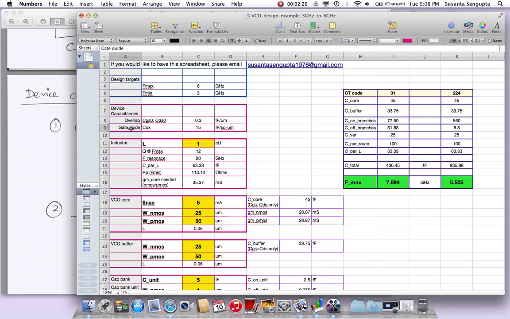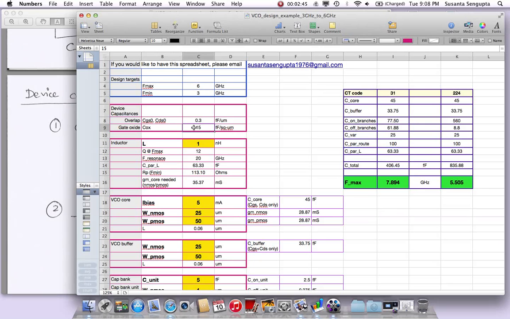The gate oxide, as we say, Cox is the oxide capacitance density of the gate, which is so many femtofarads per square micron, because you have to multiply this number by W and L of the gate to get the total parallel plate capacitance of that gate.